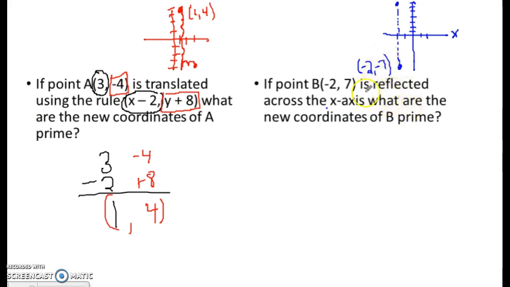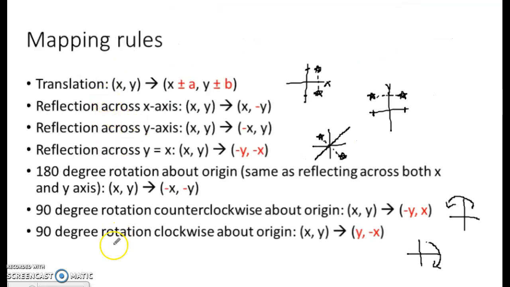But if you didn't want to draw the graph, you could just use your mapping rule. When you reflect across the x-axis, the x value stays the same. So -2 is going to stay the exact same, and the y value changes sign. So +7 would turn into -7. So for each of these, you can either think of it using a graph, or you can think of it using your mapping rules. Okay, I hope this helps.